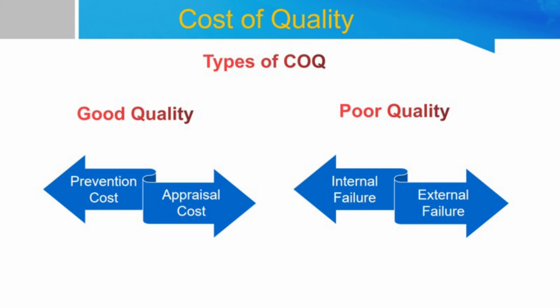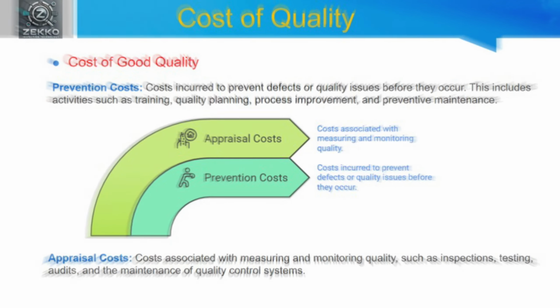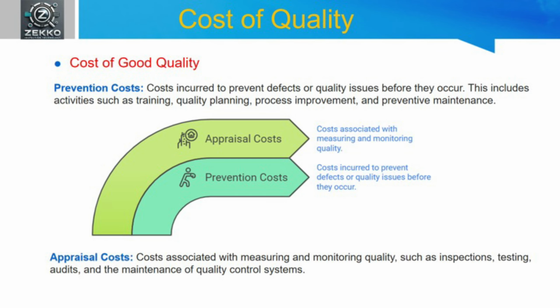Now here we will discuss the types of cost of quality. There are two types of cost of quality. One is cost of good quality and another is cost of poor quality. Cost of good quality has two aspects: one is prevention cost and one is appraisal cost. And about cost of poor quality, there are two aspects: one is internal failure cost and one is external failure cost. Now here, cost of good quality has two components, prevention cost and appraisal cost.